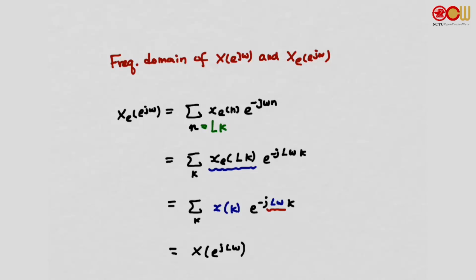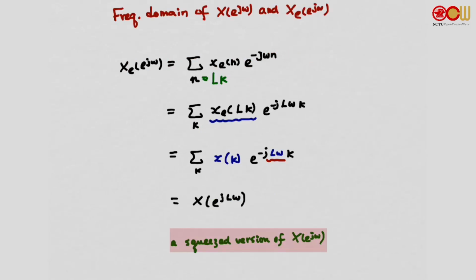So this is how they are related in the Fourier transform, as simple as that, a frequency scaling. All right, when we have a frequency scaling, it could be stretching or it could be squeezing. Which way is it here? Stretching or squeezing here? Is X_e a stretched version or squeezed version of X? Remember, L is a positive integer, right? So which way is it? X_e is a squeezed version of X.